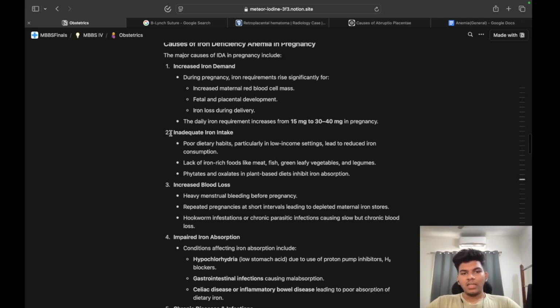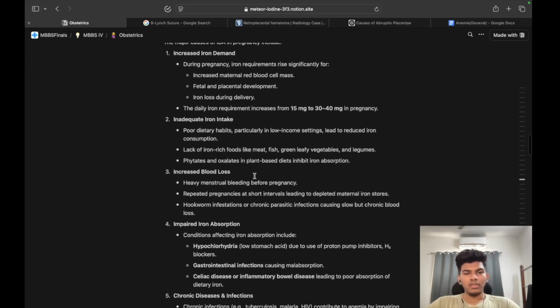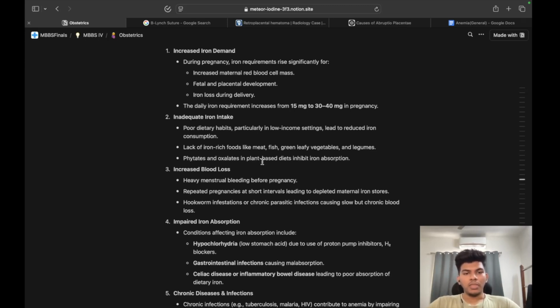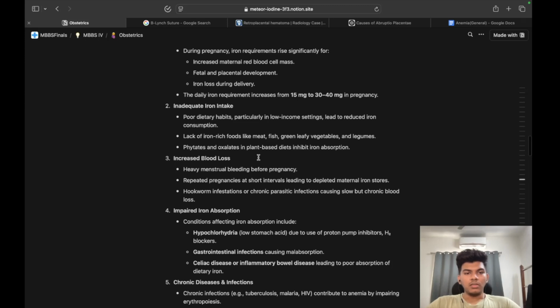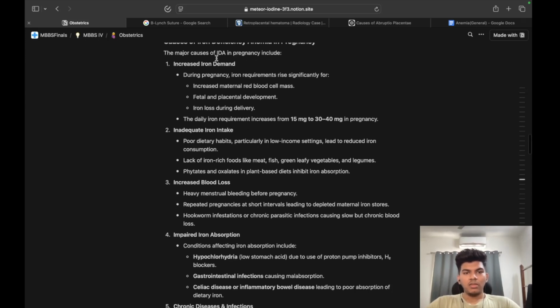The next one is inadequate iron intake. Poor dietary habits, particularly in low income settings, lead to iron deficiency: reduced consumption of iron-rich foods like meat, fish, green leafy vegetables and legumes, and phytates and oxalates in plant-based diets inhibit iron absorption. So mainly this is a behavioral and socio-economic change that needs to happen to manage this. But the first one is they don't realize.